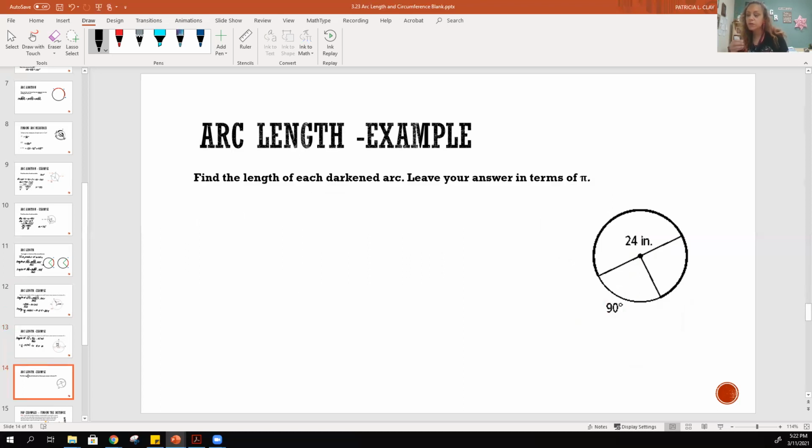Let's do another example. Find the length of the darkened arc. So this part is just darkened. It's a little bolder, if you can tell. So we need the arc length. I'm just going to put arc length right there, is equal to 90, which is our angle right here, over 360 times 24 times pi. So when we simplify it, that's going to get us down to 6 pi. You can do this part in the calculator if you want to. You don't have to do it by hand.